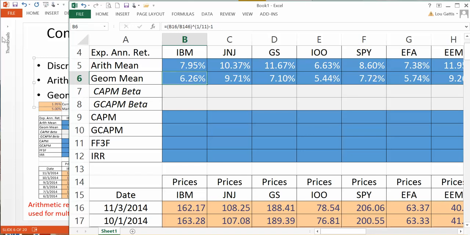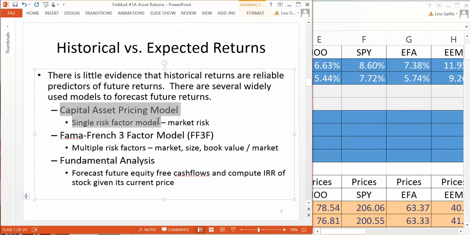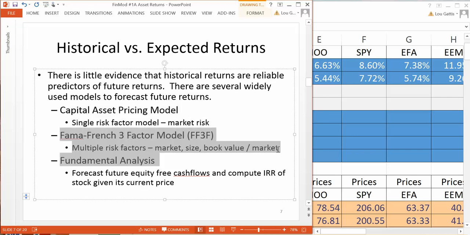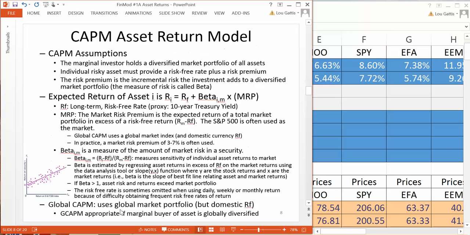But I'm uncomfortable using historical returns for assets, namely because, depending on what time period you did, maybe if I did this exercise right after the crash a few years ago, all these returns would probably be negative, so I wouldn't forecast that. So what I would probably do is use a model. The most common model for forecasting returns is the capital asset pricing model. We're going to use that. We're then going to use a newer model called the Fama-French model. Then I'll show you how to use fundamental analysis to forecast expected returns.